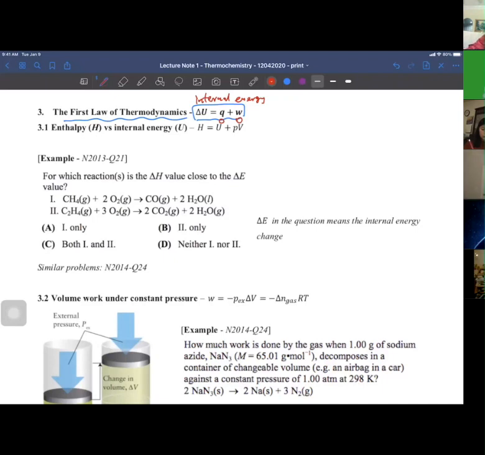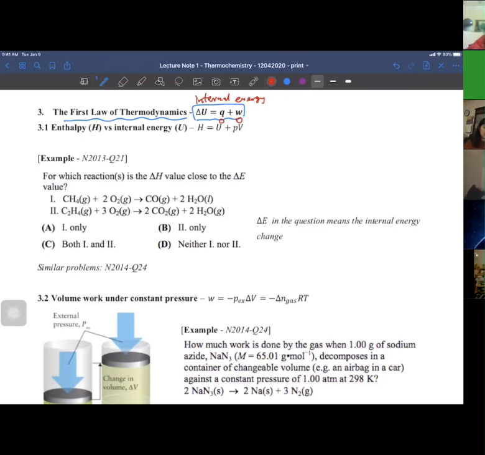So basically, if a substance changes internal energy, there are only two possible ways. Either it transfers heat to the others, or the other stuff transfers heat to the substance. W is the work. Basically, it's the system that does work on the environment, or the environment that does work on the system. There are only two ways. So this is called the first law of thermodynamics.